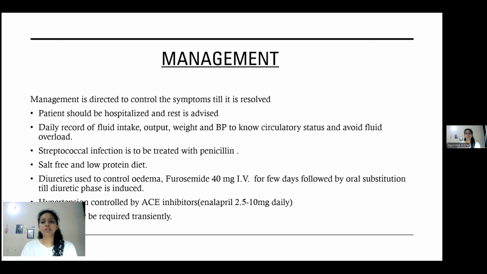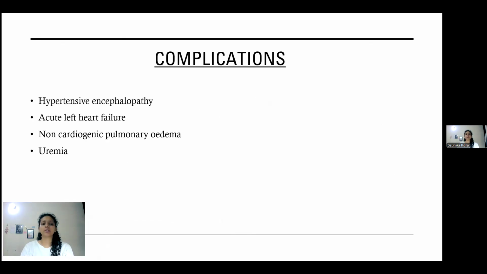Management is directed to control the symptoms till this is resolved. The patient should be hospitalized if rest is advised. Keep a daily record of fluid intake, output, weight, and BP to know the circulatory status and avoid fluid overload. Streptococcal infection is to be treated with penicillin. Salt-free and low-protein diet, diuretics to control edema, hypertension controlled by ACE inhibitors, and dialysis may be required transiently.